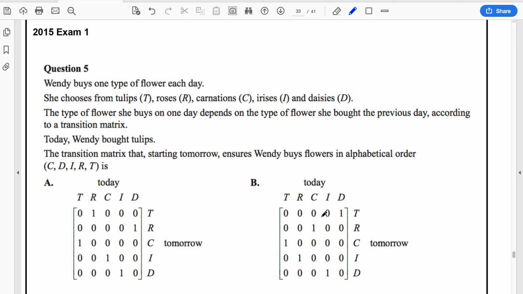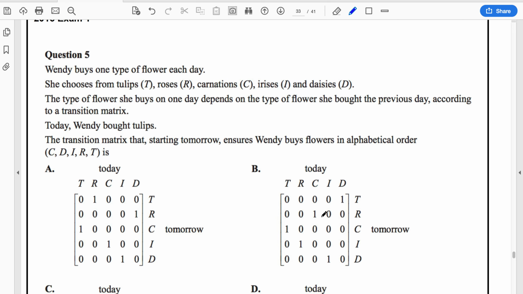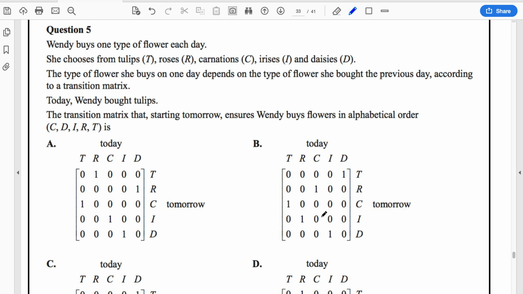So with this one here, we've got someone buying a different flower each day. And we are told that Wendy bought tulips on the Wednesday. Oh, sorry, on today. It doesn't say Wednesday, does it? She's bought the tulips today. And what we want is that starting from tomorrow, she buys flowers in alphabetical order. So we need to see that after tulips, it goes C, D, I, R, and then back to tulips again.